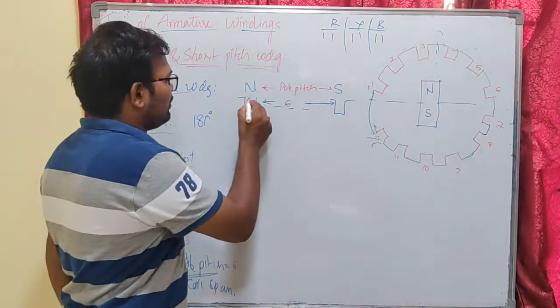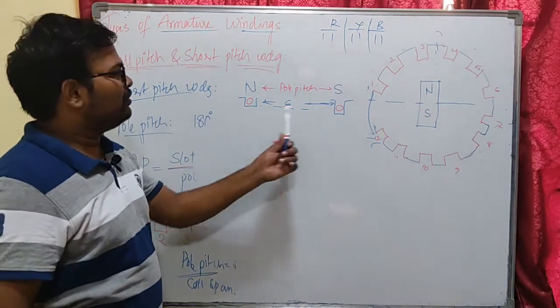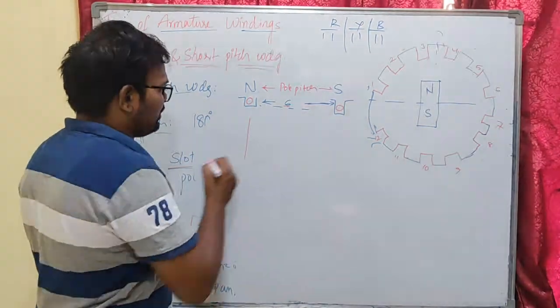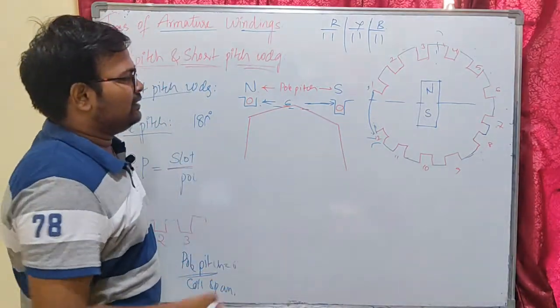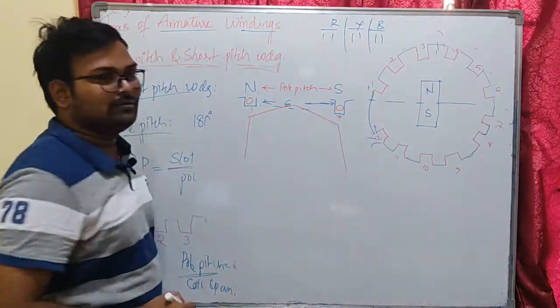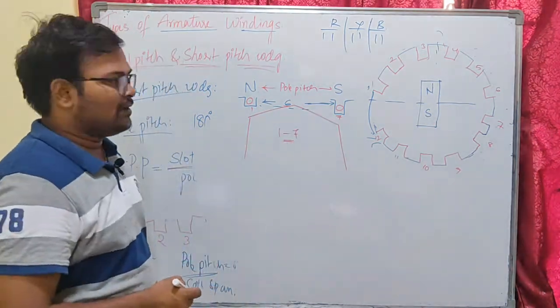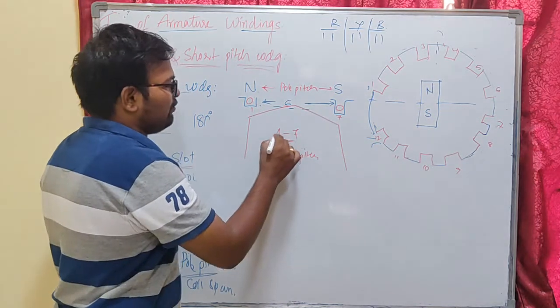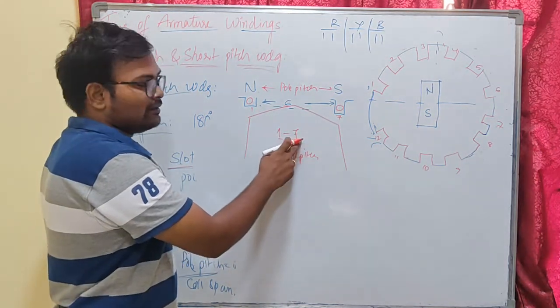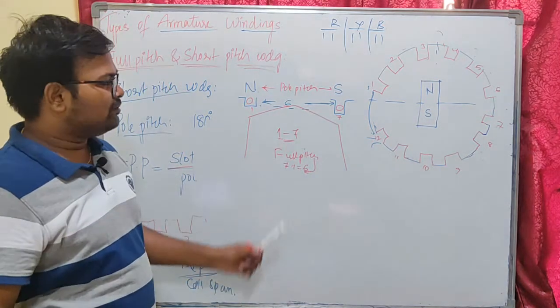If I keep one coil side here and another coil side at a distance equal to pole pitch, this is my full pitch winding. That means if I keep one coil side in the first slot and another coil side in the 7th slot, this will be the 1-7 coil. This is my full pitch winding. I am placing one coil side in the first slot and the second coil side in the 7th slot. That will be 7 minus 1 is equal to 6. 6 is nothing but my pole pitch. This is my full pitch winding.